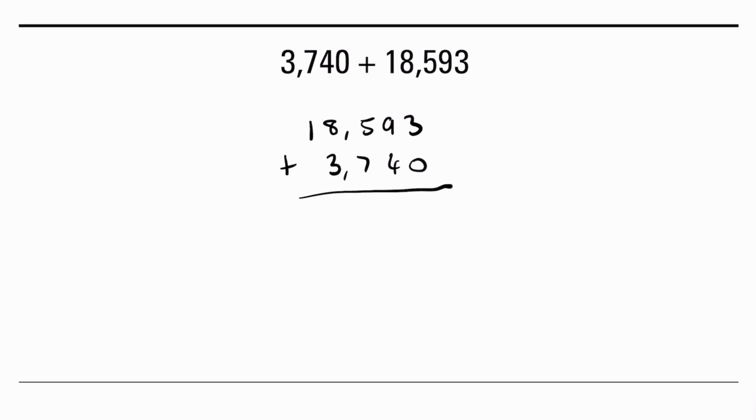So 3 plus 0 is just going to be 3. 9 plus 4 is 13. Carry the 1. 1 plus 5 is 6. Plus 7 is also 13. Carry the 1. 1 plus 8 is 9. Plus 3 is 12. So we should add our comma there as well. Then we carry that 1, and then we get 1 plus 1, which is 2. And so we end up with 22,333.